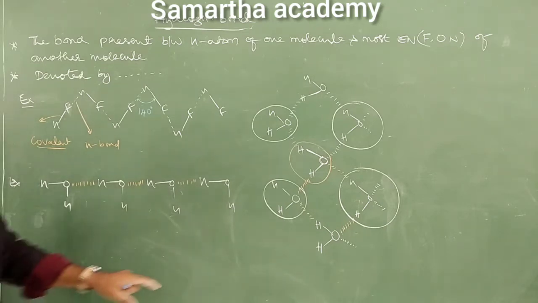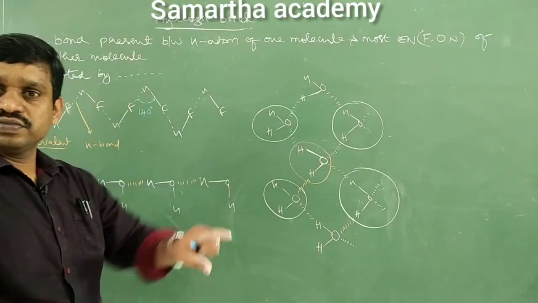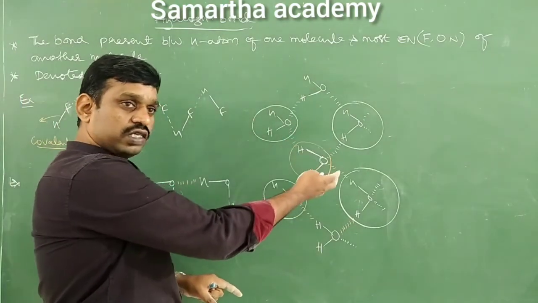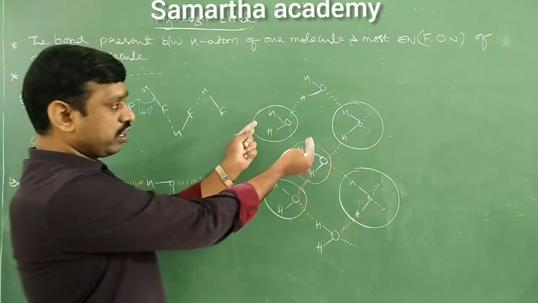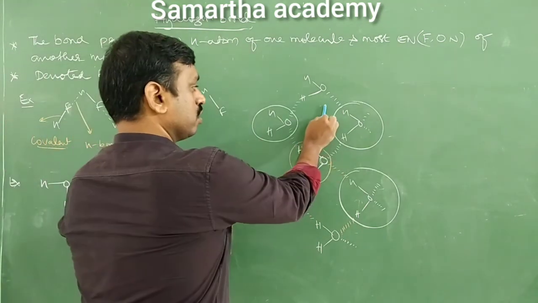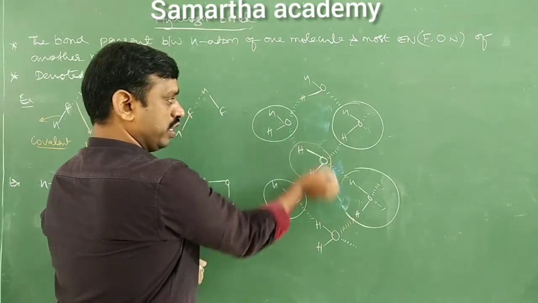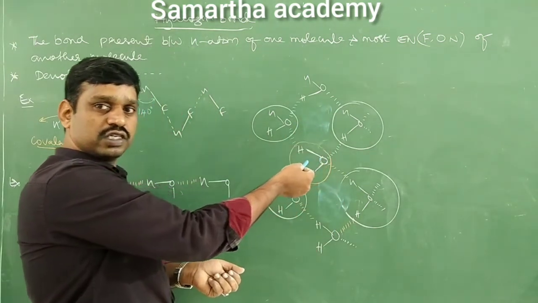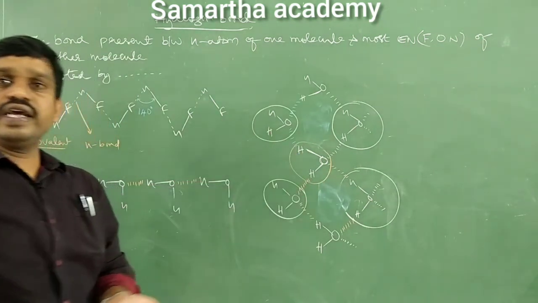And one more point. Do you know, due to formation of hydrogen bond, it has a cage-like structure, no? Yes or no? Cage-like structure. In the water molecule, there is a gap between these 4 water molecules. So it is like a cage, no? Isn't it? So due to hydrogen bonding, it has a cage-like structure.